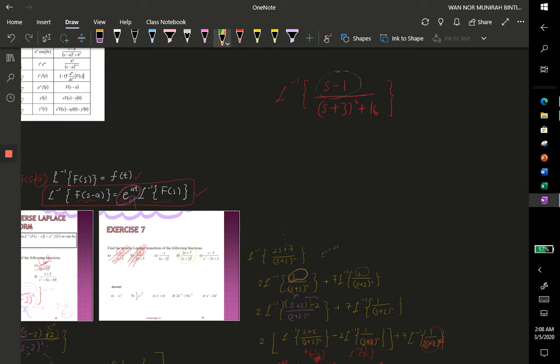s is replaced by s minus a, where your a is 1 for your numerator. For your denominator, you have s minus a, where your a is negative 3. Different a. So which one do you need to follow? You must follow your denominator, not your numerator. Okay, the first step is follow your denominator. It means that you need to match your function at your numerator same as your denominator.